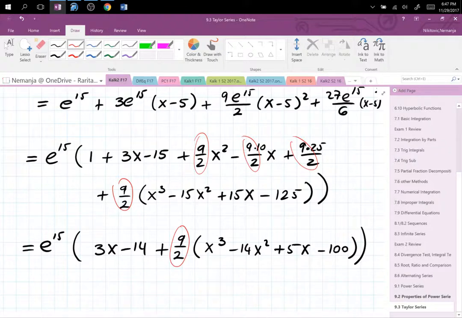You'll see that now, by simply distributing 9/2 everywhere, you can add 3x to this term when you add 9/2, and you have negative 14 to this term here, which would be 50 times 9, 450. And you will have a polynomial times a constant e to 15. It's a polynomial. With that polynomial, integrating, differentiating, everything is easy, going quick.